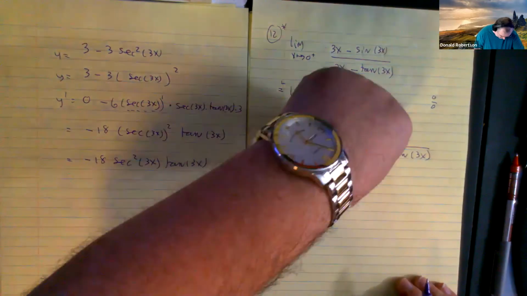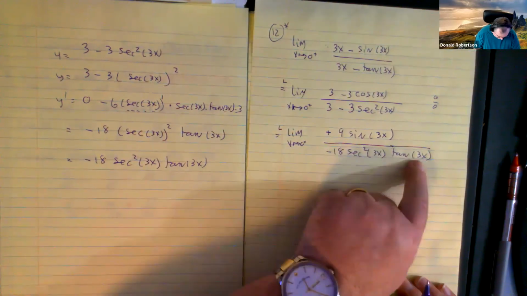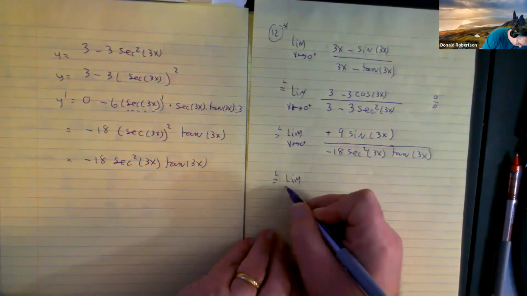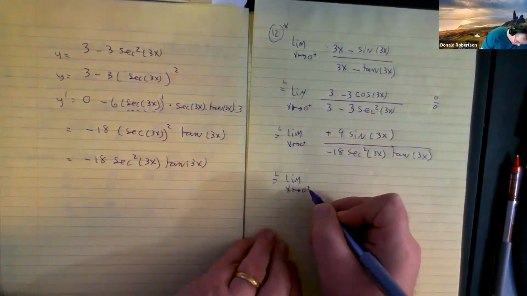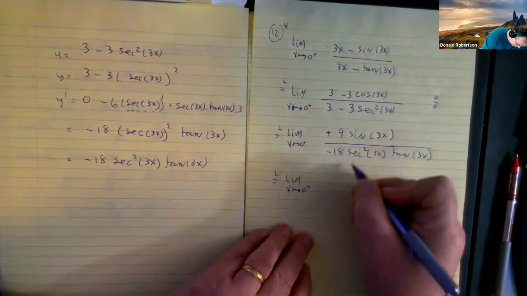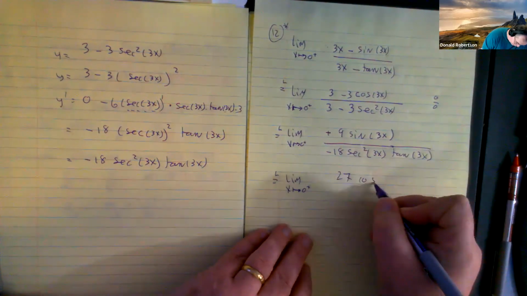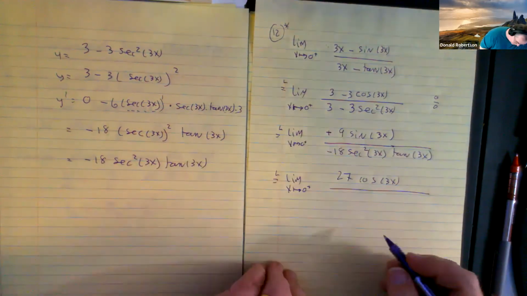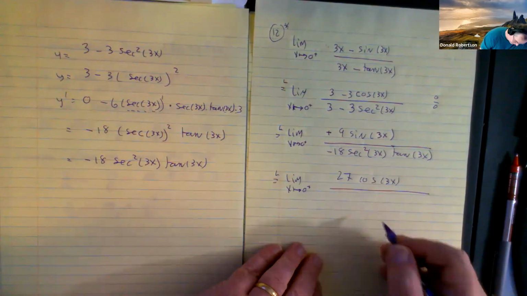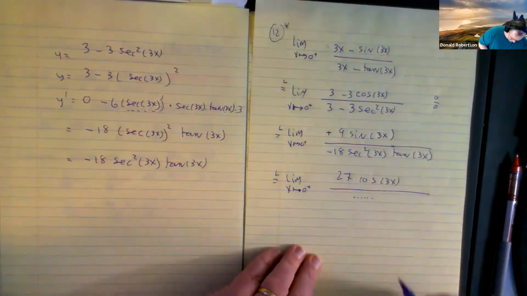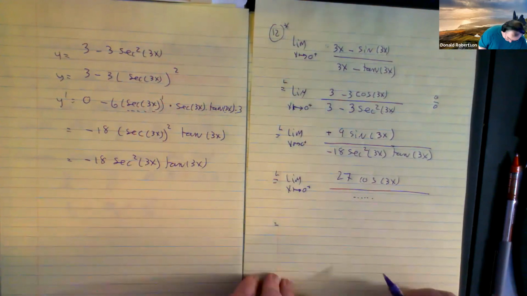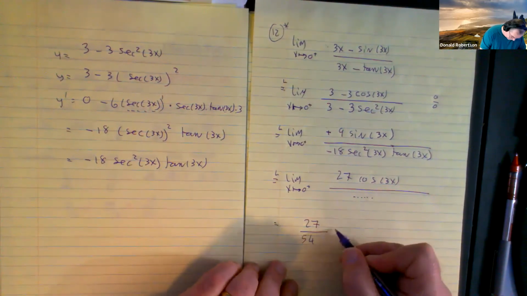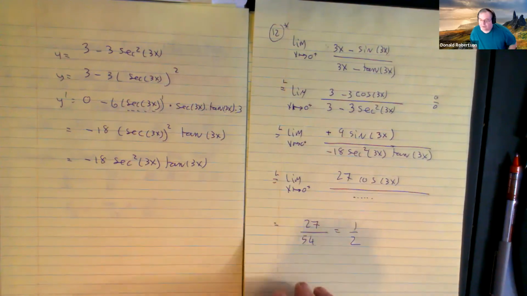Put 0 in, I get 0 on the top. Put 0 in, I get 0 on the bottom. Evidently, I have to do it one more time. And I'm not that happy that I have to do it one more time, but I'm going to get 27 cosines of 3x. And that horrible mess is going to be a product rule. And I'm just going to put dot, dot, dot, dot there. And the answer you will get eventually is 27 over 54, which is a half. And that you're going to have to trust me on.